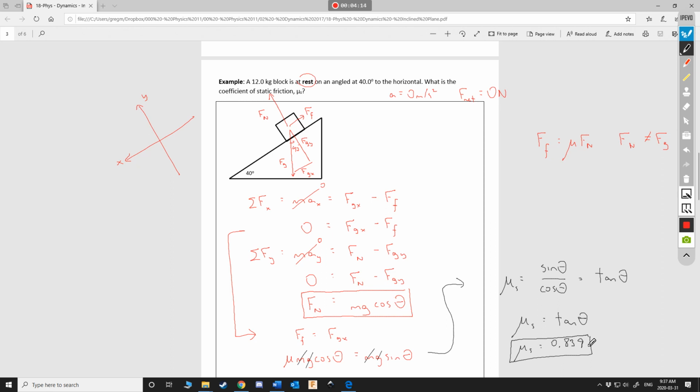That is our coefficient of static friction required between the block and the incline in order for it not to move. So when we actually get this, it's not just 0.3, it's greater than or equal to that value. We actually don't know if it's 0.839 or bigger, but this is the minimum amount of static friction required to keep this thing from moving.